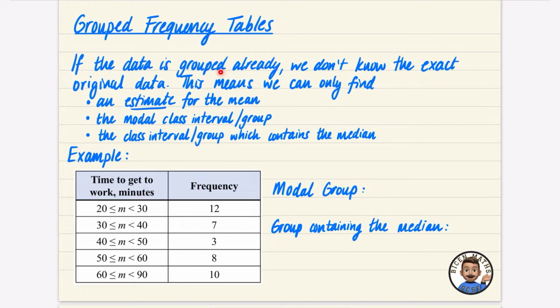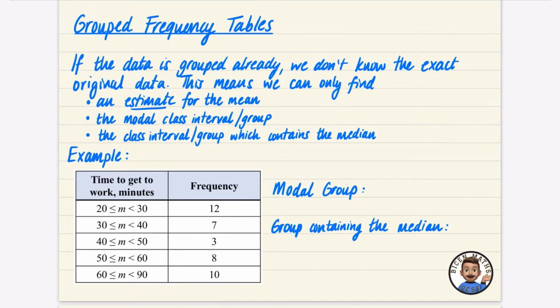So if the data is grouped already, we don't know the exact original data. This means we can only find an estimate for the mean, and I'll explain why it's an estimate in a second. We can't find the mode, but we can find the modal class interval or group. This is a class interval or a group. It can be interchanged, whichever of those names they decide to use. And the modal class is just saying it's the class interval that is the mode.